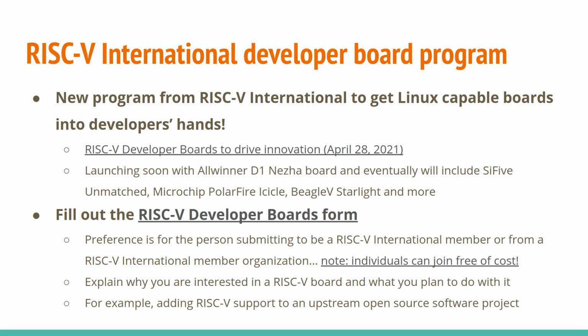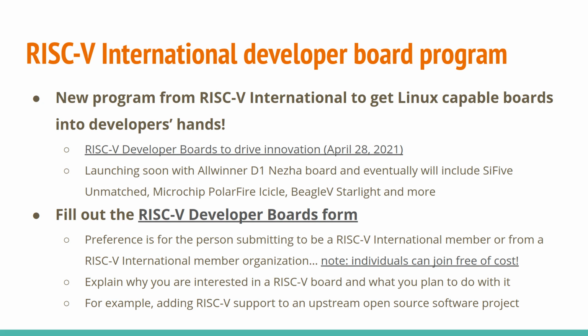And one of the exciting things that was announced, I believe, last month was that RISC-V International is starting a developer board program. So you'll be able to sign up and potentially get a Linux-capable dev board to work on your development projects. So this was starting off with the Allwinner D1 board, but then eventually it'll be including other vendors' boards like the SiFive Unmatched and the Icicle, and the Beagle 5 and some other ones as they come out. The way to get started with this is you go and fill out the RISC-V developer boards form, and the preference is for people to be members of RISC-V International.